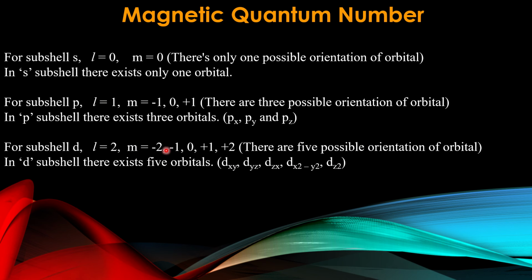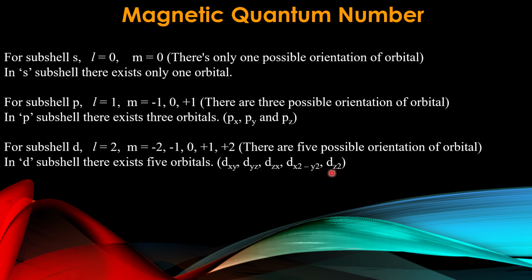Here, when m equal minus 2, then the orbital is dxy. When minus 1, dyz; 0 for dzx; plus 1 for dx² minus y²; and plus 2 for dz².